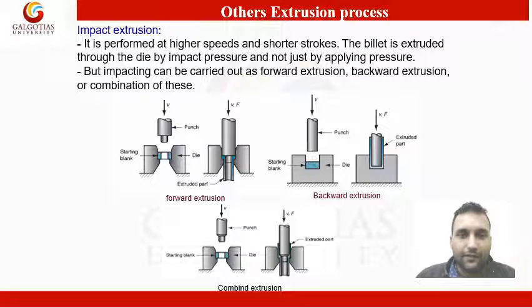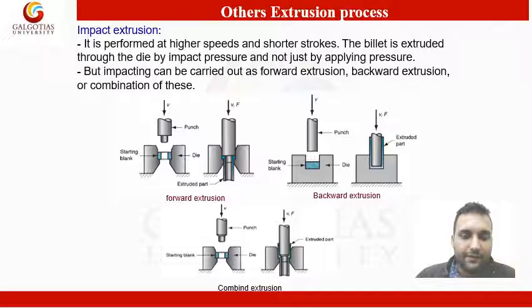Next are other extrusion processes. The first one is impact extrusion. It is performed at high speed and with a short stroke. The billet is extruded through the die by impact pressure and not just by applying pressure. In this case, by impacting, forward extrusion, backward extrusion, and a combination of these can be carried out.